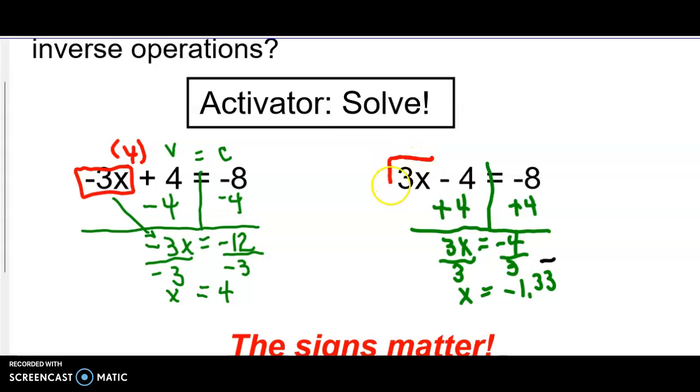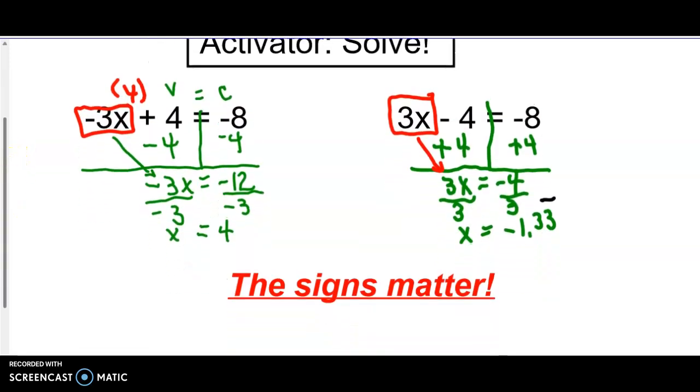Now on the other side, if I take 3x minus 4, I'm going to do the inverse operation, not subtraction, but addition. And if I add a positive 4 to a negative 8, it gives me negative 4. If I bring down my coefficient variable, I'm going to divide both sides by 3, and I should wind up with an answer of negative 1.33 repeated. And remember, the signs must match, and they do matter.